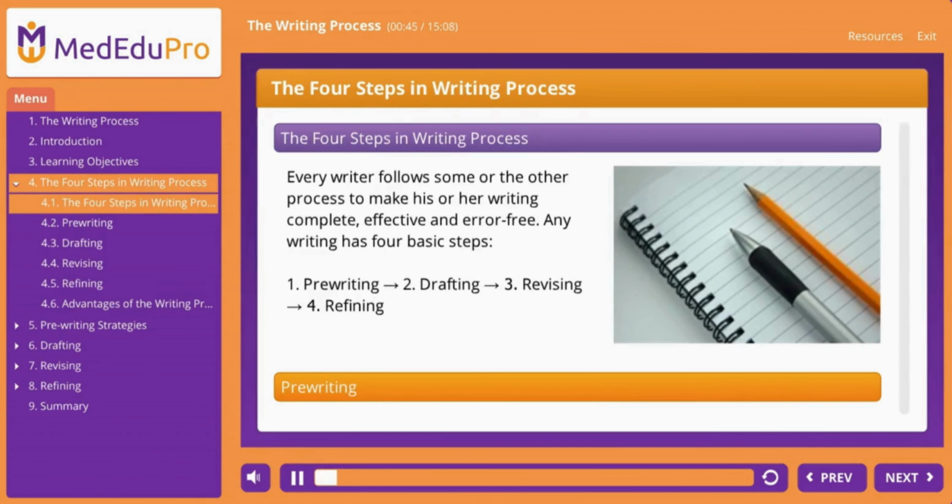The 4 steps in the writing process. Every writer follows some process to make his or her writing complete, effective and error-free. Any writing has 4 basic steps: 1. Pre-writing. 2. Drafting. 3. Revising. 4. Refining.